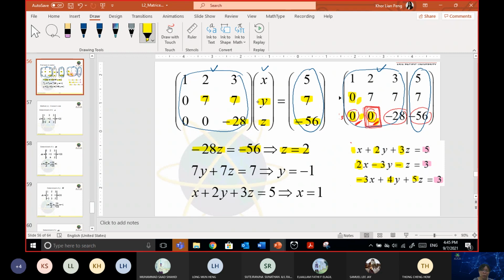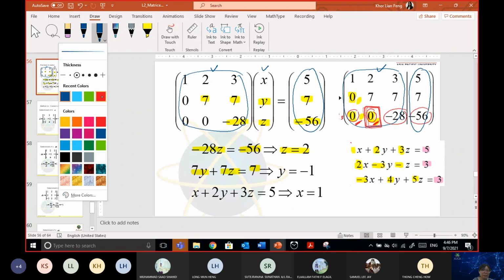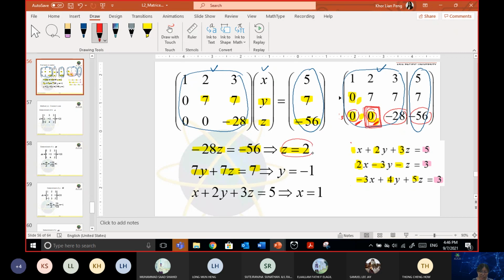Okay, so the second row will give me 7y plus 7z equals 7. Then can you see we already have the value of z just now. So z is equal to 2. Since z is equal to 2, I am able to solve for y. Earlier we already solved for z, so we can solve for y in the second equation.